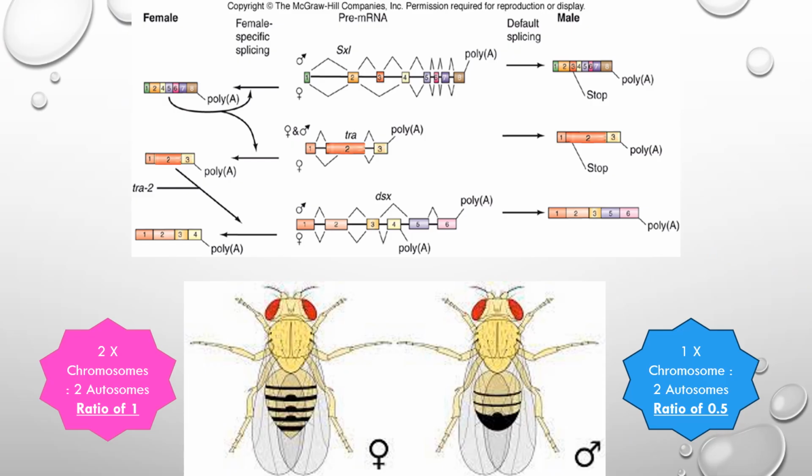And so, it is the ratio of autosomes to X chromosomes in Drosophila that drives the alternative splicing patterns of 3 key sex determination genes and results in male and female fruit flies.